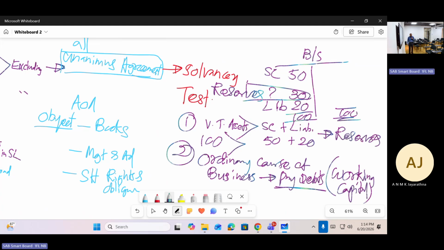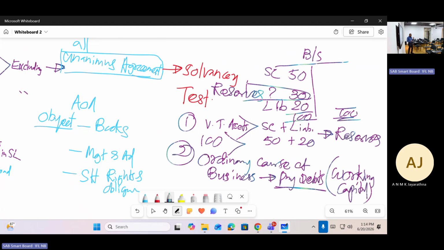So we have to consider working capital of the company. Right? So in order to check the solvency test, first, we have to consider whether the company is able to pay its debts in its ordinary course of business. It refers to working capital. Working capital is good, right? Able to pay debts when it's due.